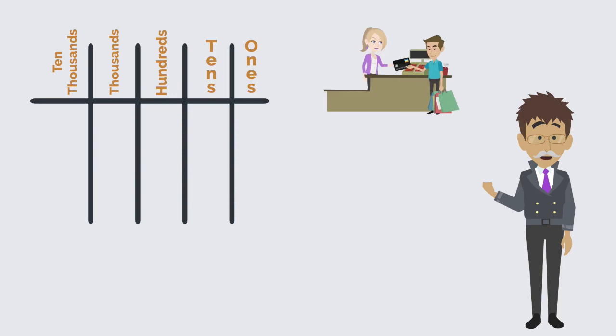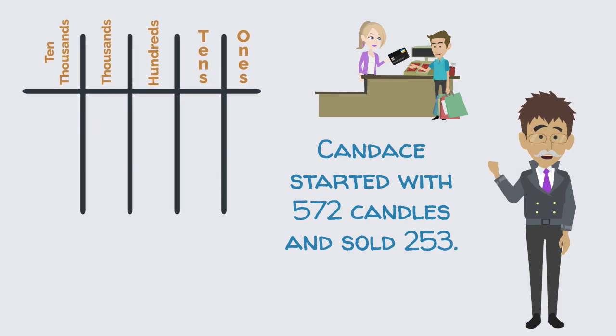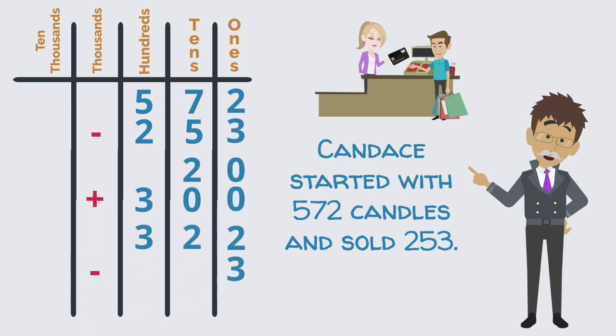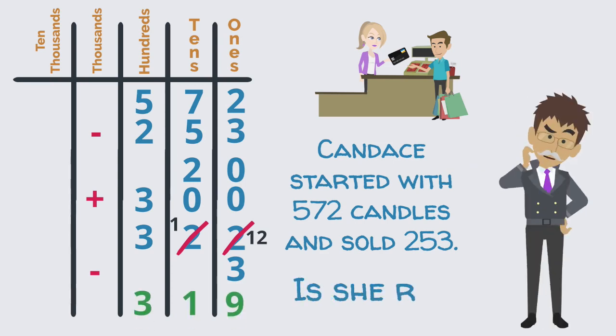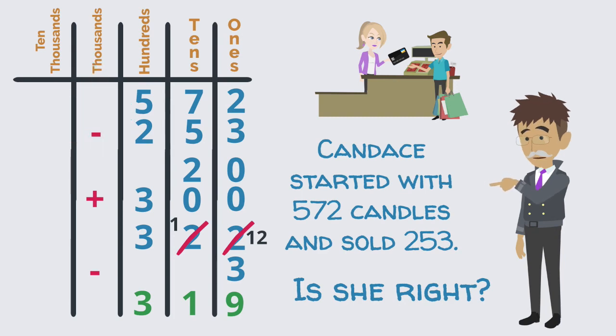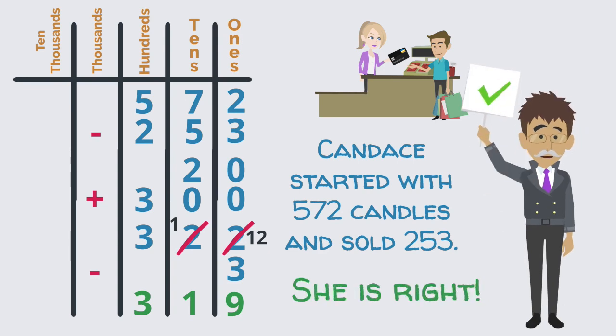Try this one. Candace started with 572 candles and sold 253 of them. She wants to know how many candles she has left. Candace subtracted 253 from 572 using place value. She wrote the following down. Is she correct? First, Candace wrote the values in a place value chart. She subtracted the values in the tens position, then the hundreds place. Finally, she subtracted the values in the ones place and used regrouping. Her answer of 319 is correct.